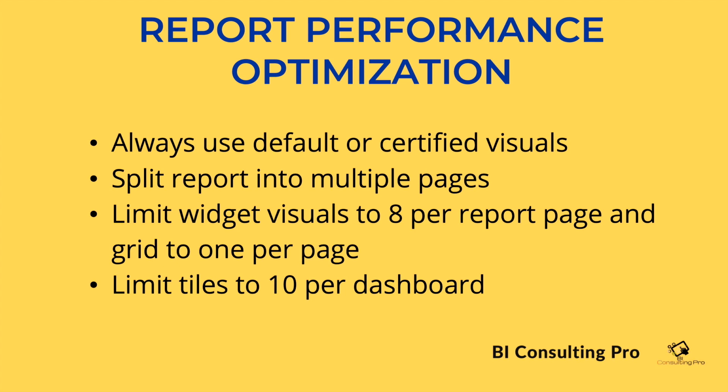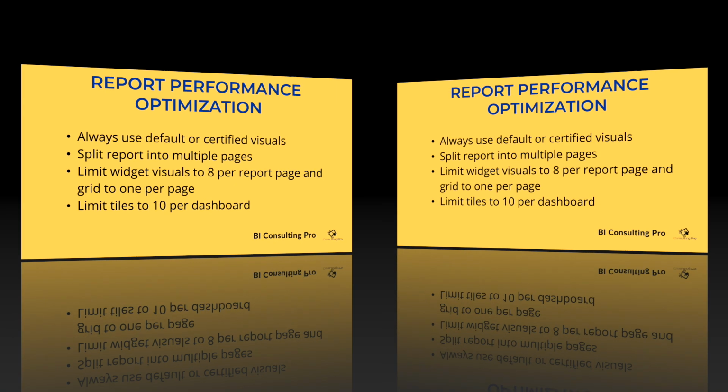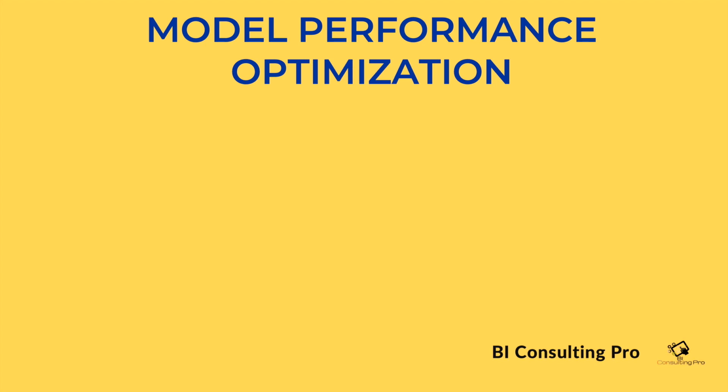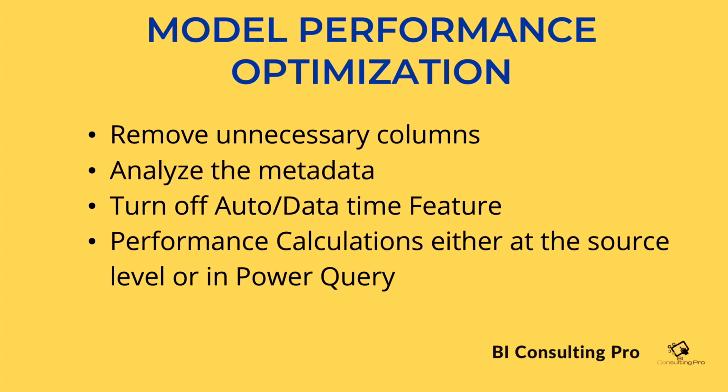I have already mentioned in the previous step how to do report performance optimization using Performance Analyzer. Next is model performance optimization. We have already discussed the very first one, which is the report level. Now we are going to talk about the model level. In model performance optimization, there are certain steps you should always remember. Like I mentioned in the very first part of this video, always try to remove the unnecessary columns. Do not get all the columns from the tables which you are not even going to use in your report.